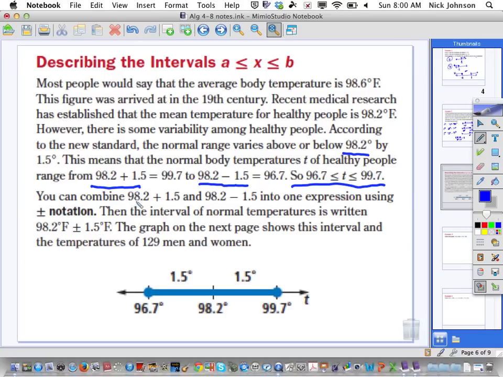You can combine 98.2 plus 1.5 and 98.2 minus 1.5 into one expression using the plus minus notation. All this means is you're going to take 98.2 plus 1.5, get 99.7, and take 98.2 minus 1.5, which is going to give you 96.7. Okay?